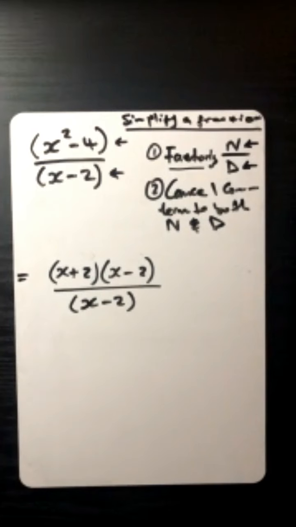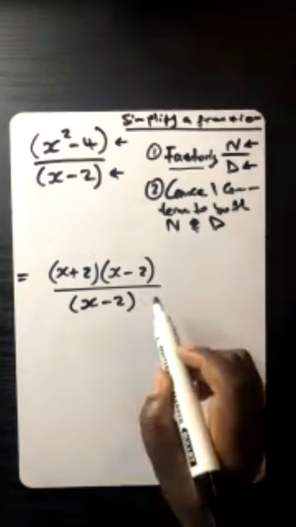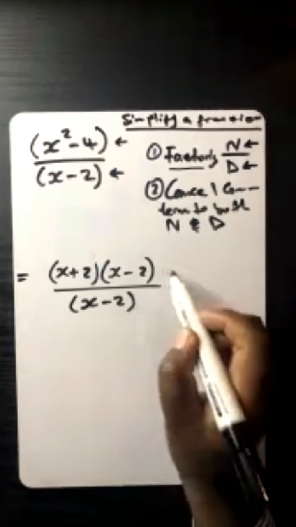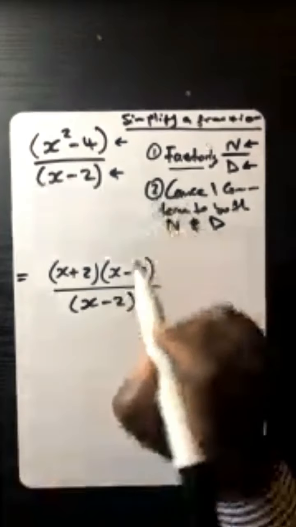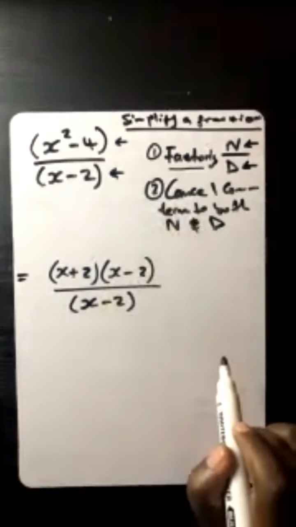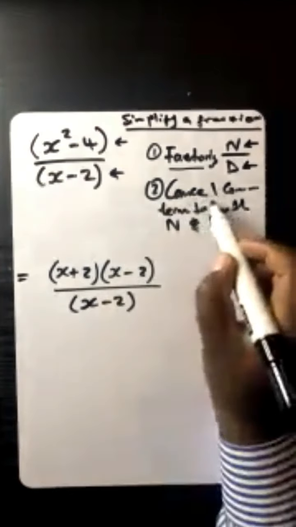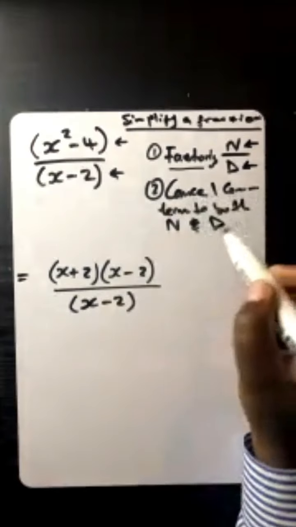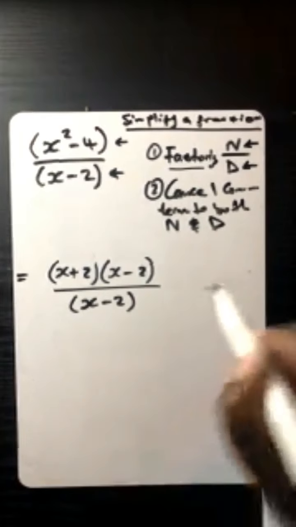So we cannot factorize. Let's see. We cannot factorize that denominator, but the top we factorized, isn't it? Yes, sir. So that means we can move to number 2, guys, which is to cancel common terms to both numerator and denominator. So what are we canceling, guys?